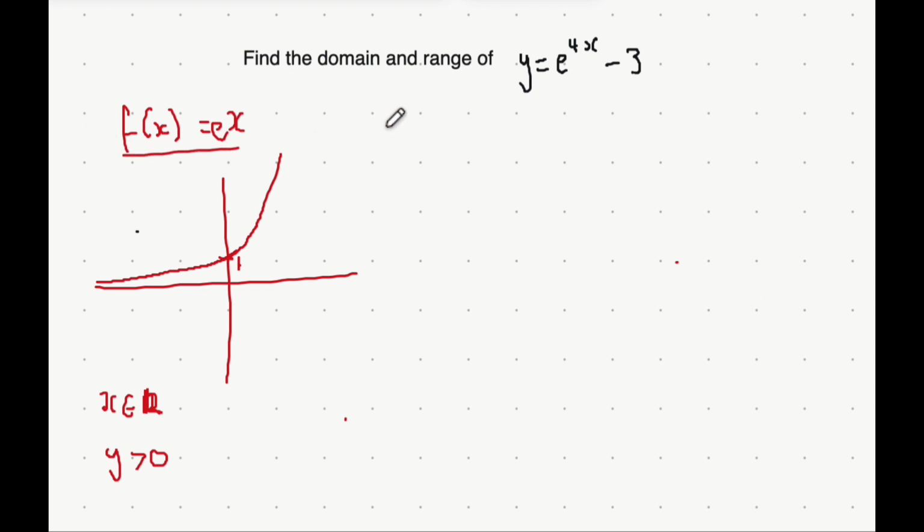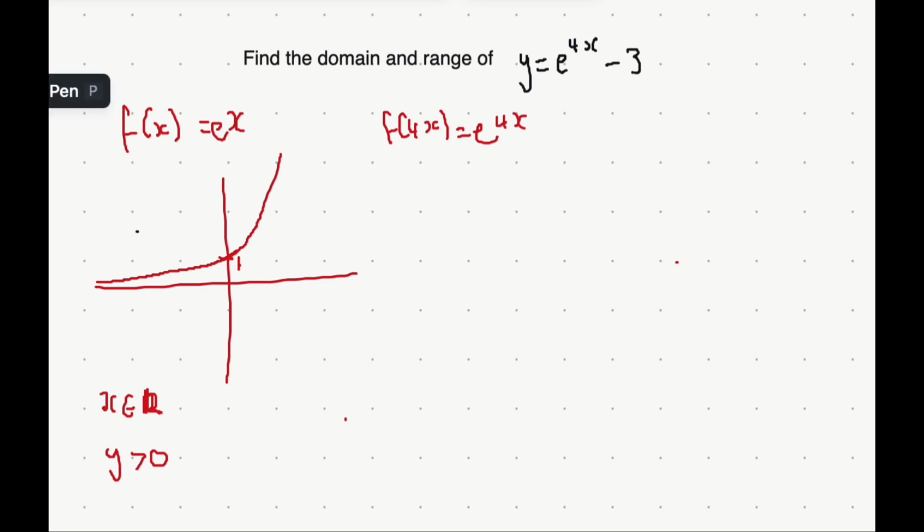Now how can we go from here to this, what we're trying to find here? Well, first of all, x is being replaced with 4x. So we say f of 4x would get you to e to the 4x. How does that affect the domain and range? Well, what f of 4x does is it multiplies all the x coordinates by a quarter.